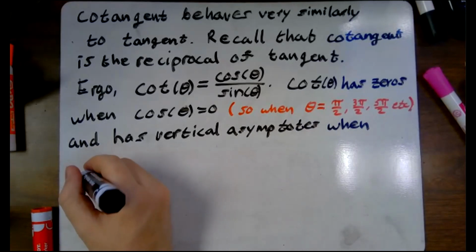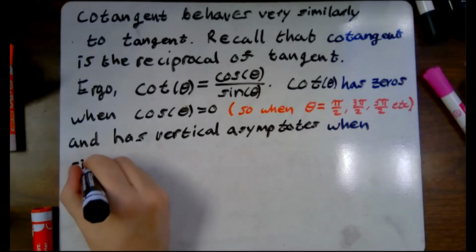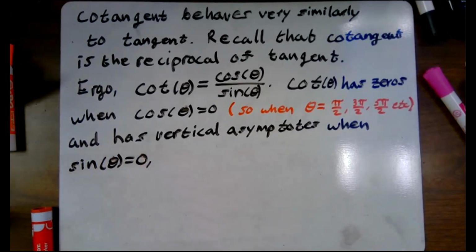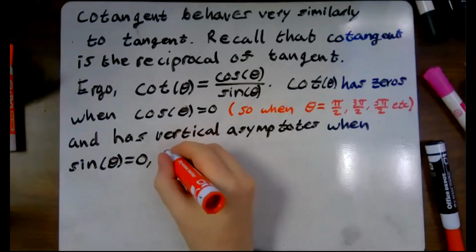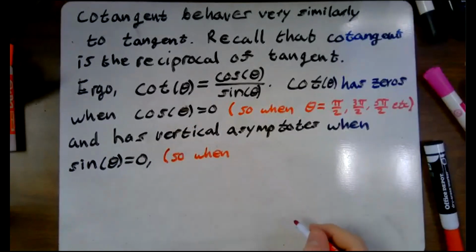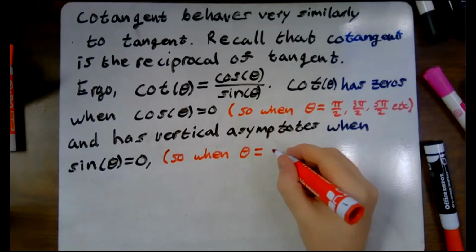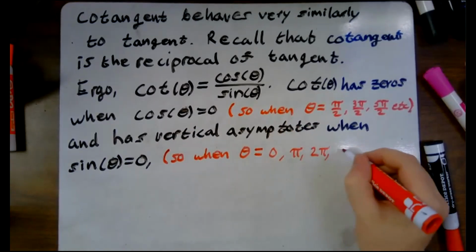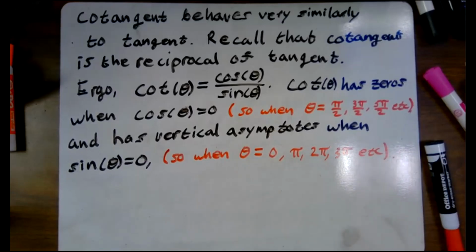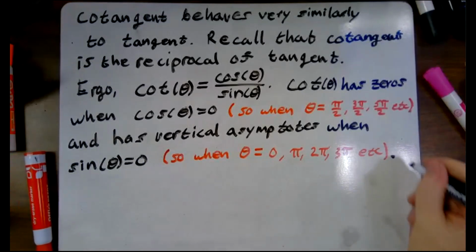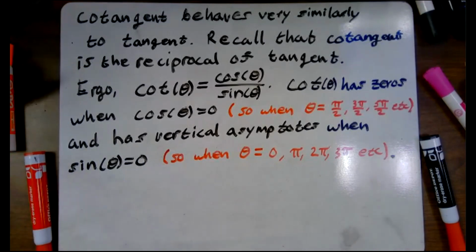As vertical asymptotes, when sine of theta is zero. So it has its asymptotes when theta is zero, pi, two pi, three pi, and so forth. Now, a few more things to note before we move on. It looks like we're making good time, so we should be able to take a look at cosecant delightfully.